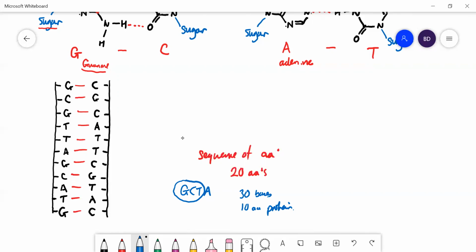Interestingly, though, I think it's about 2% of the human genome that codes for protein. Only 2% of your DNA codes for that. The other 98%, people have referred to as junk DNA, thinking it didn't do anything, but now people are beginning to realize that it does have some function, although not entirely sure what that function is.